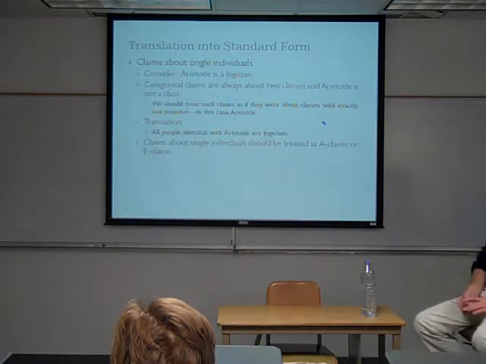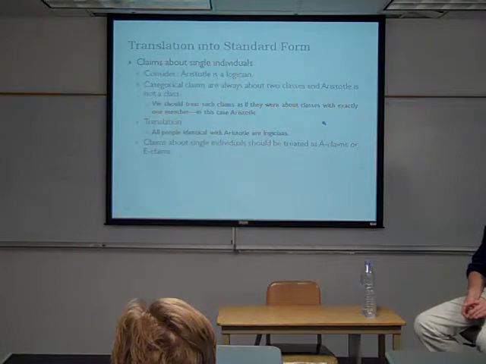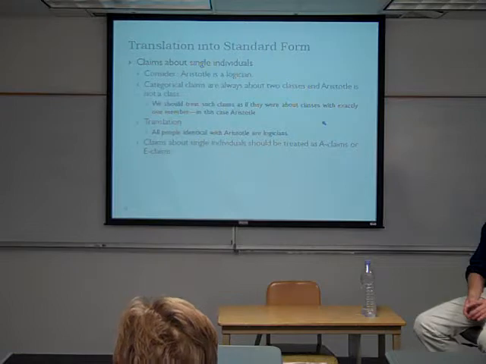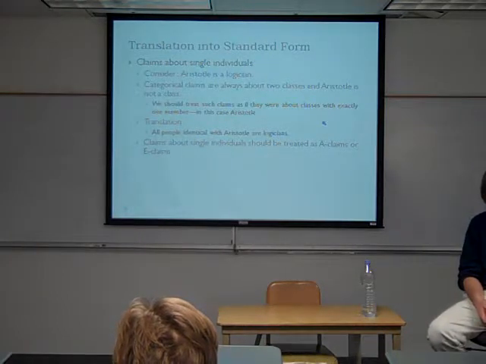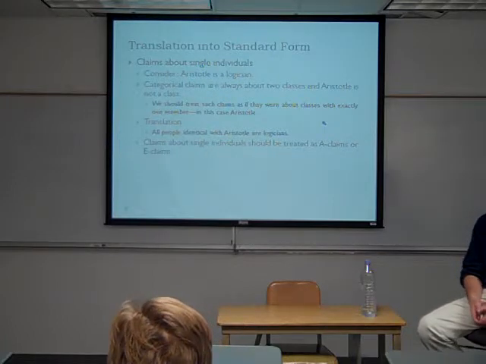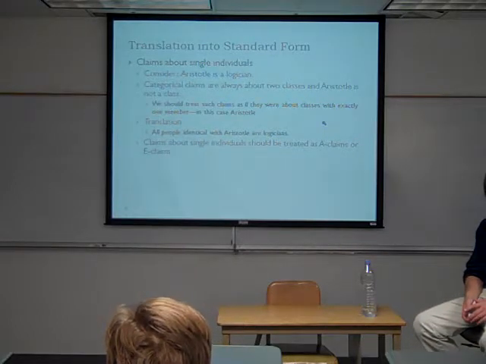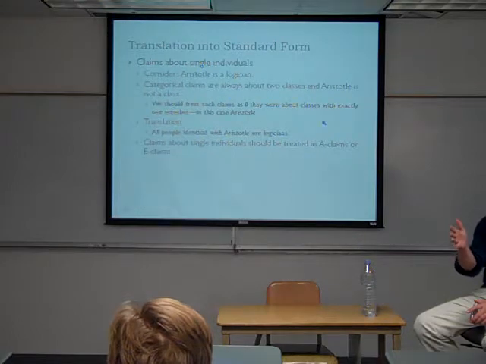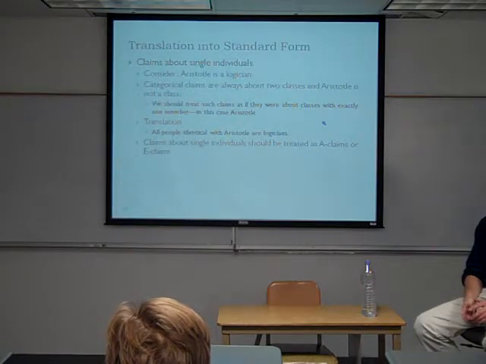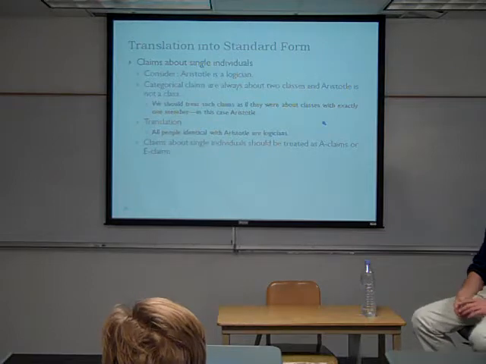Claims about single individuals should be treated as A claims or E claims. Why would that be the case? Since there's only one of them, it can't be like some of them are one way and some of them are the other. Exactly. Some of the people identical with Kalen are liars. That makes no sense. It has to be all or none when you're dealing with single individuals. Very good, Sarah.